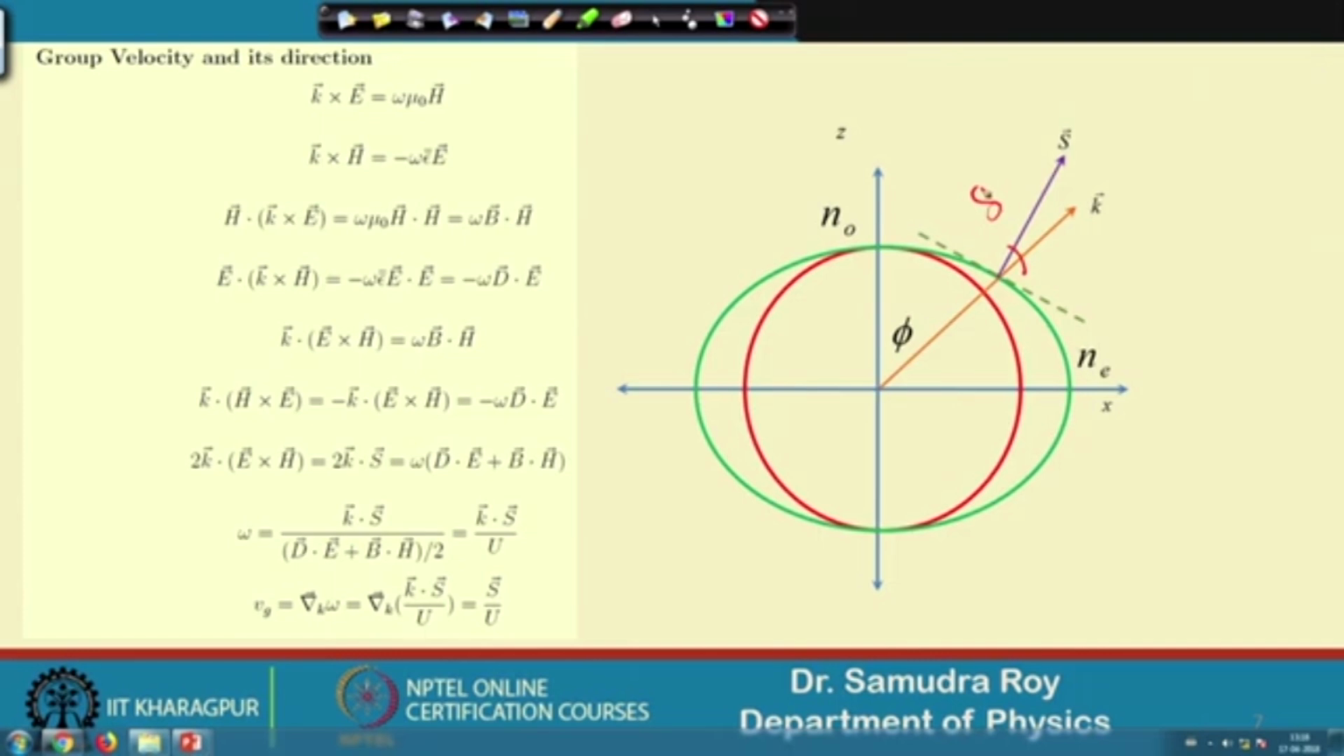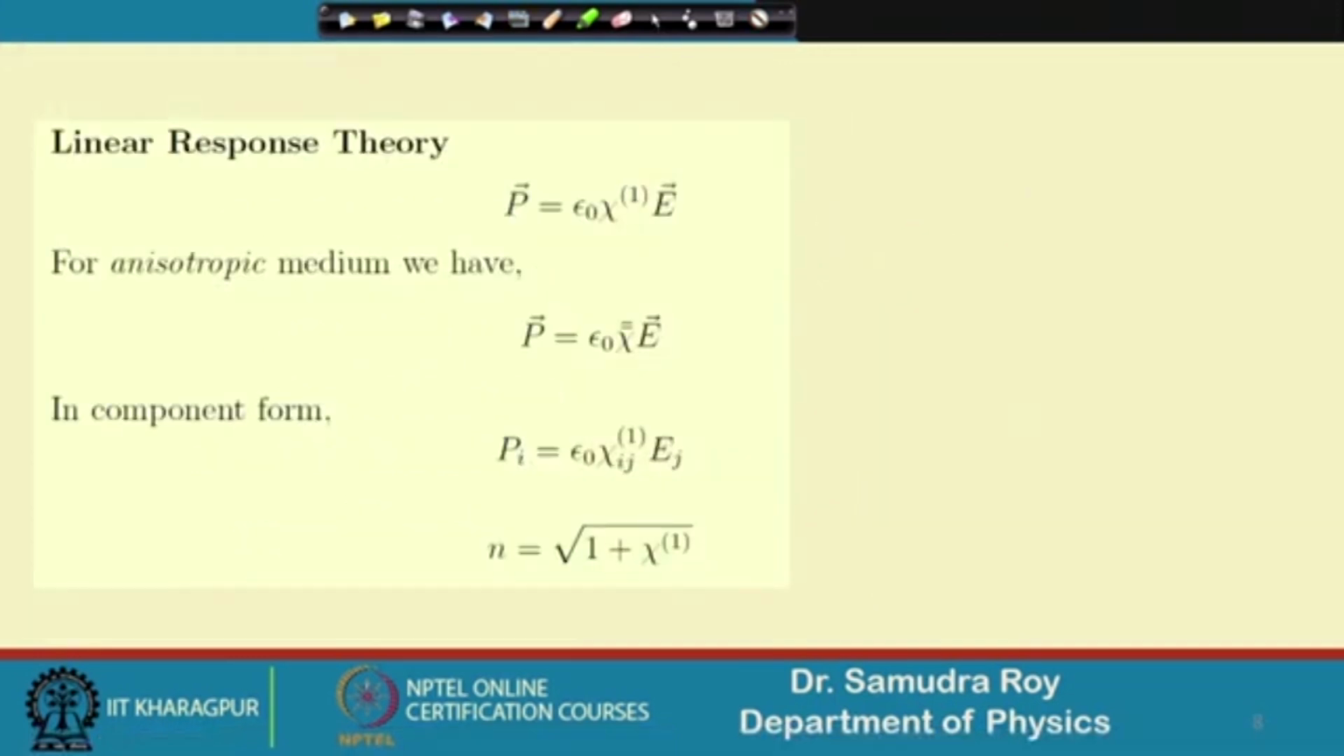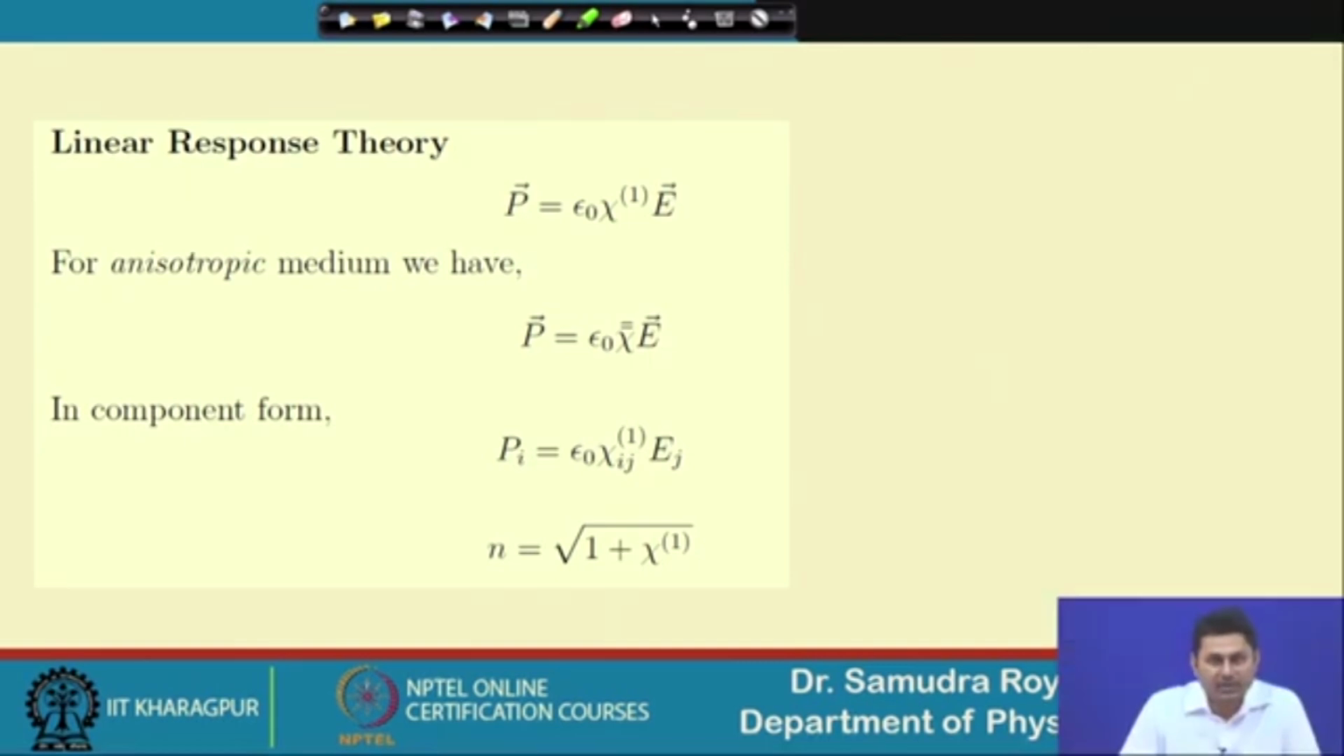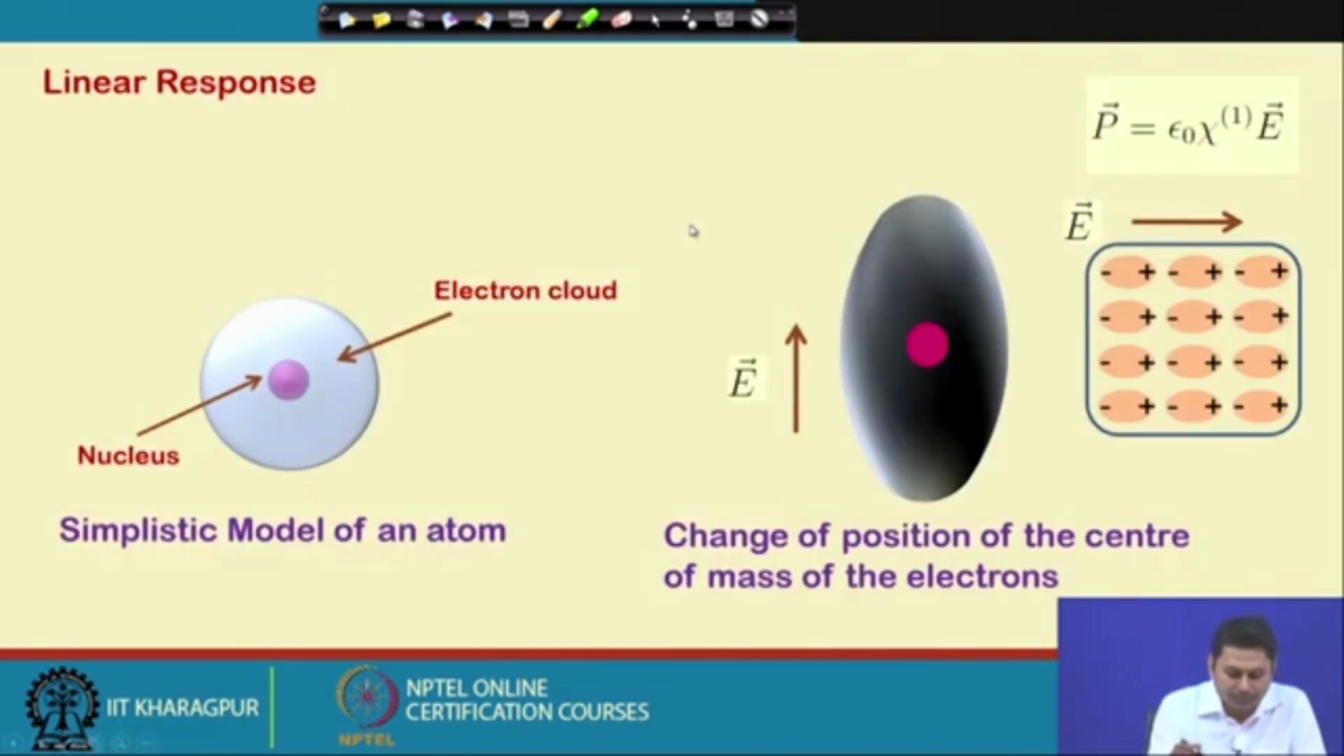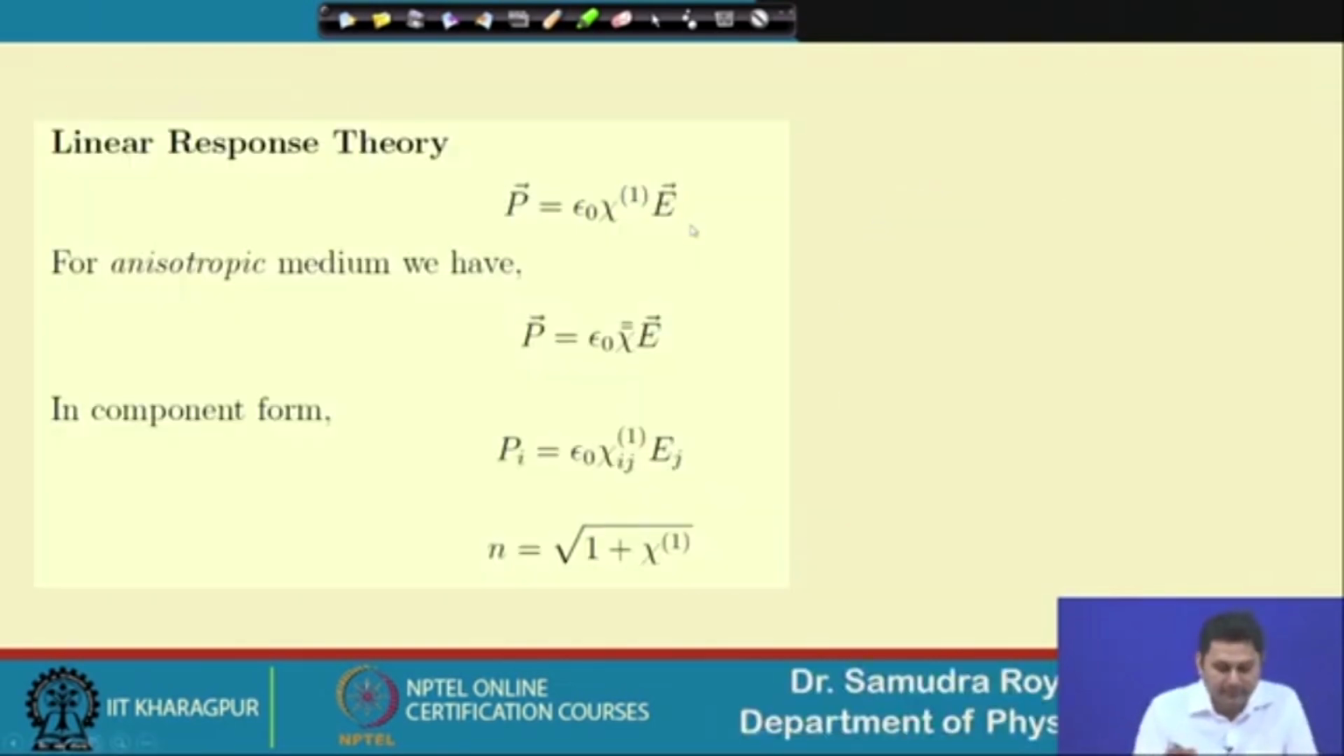Well, finally, today we will learn an important thing, the linear response. So far we have been dealing with polarization. Polarization is nothing but P is equal to something which is proportional to the electric field and defined like this.